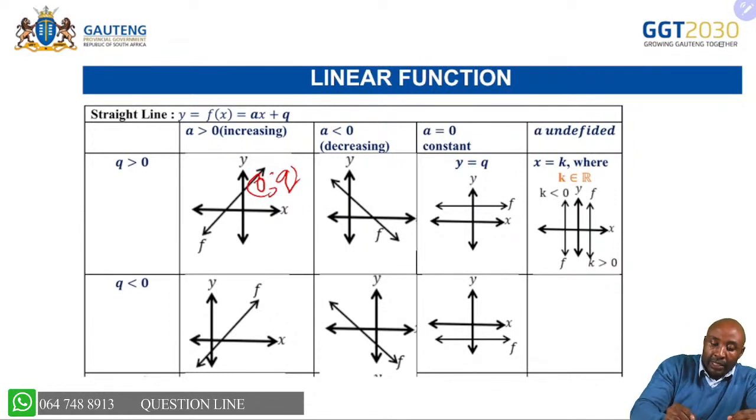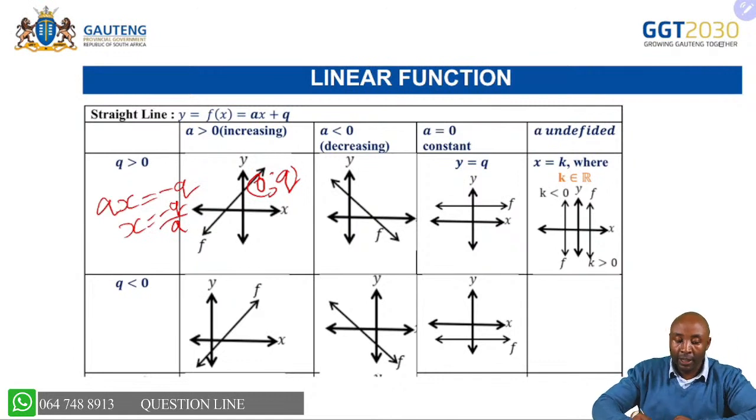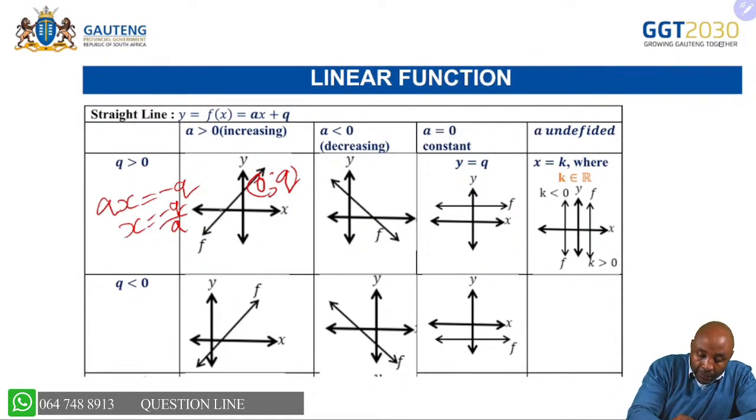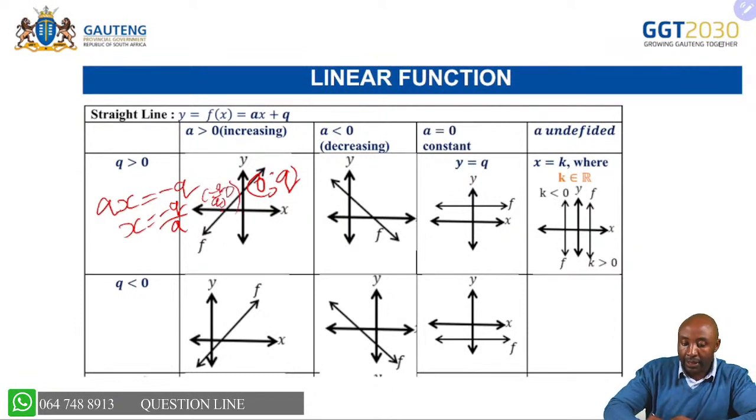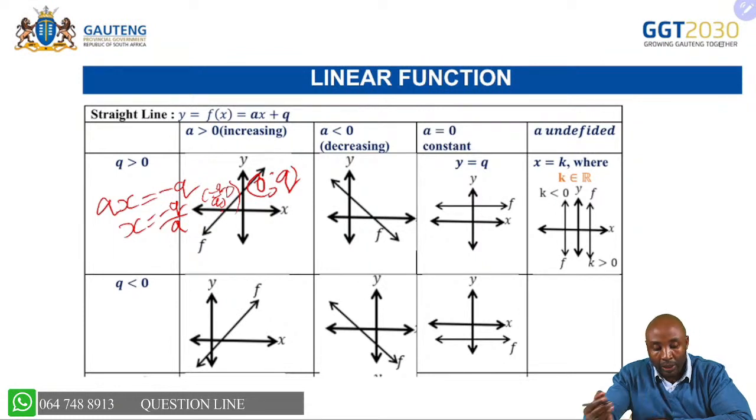And we know that if we solve this algebraically, we'll get ax is equal to negative q, and our x-intercept becomes negative q over a, depending on the value of a. So we can say the coordinates of that point will be (negative q over a, 0), like that. We can do it for all the graphs, but as you can see, I've illustrated with one. You are able to follow the remaining ones.